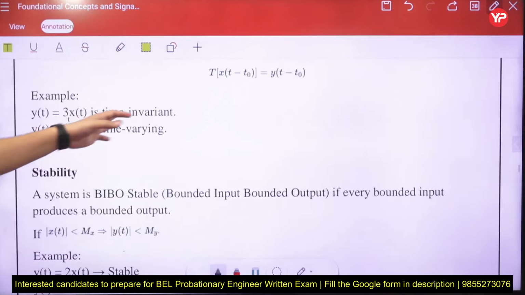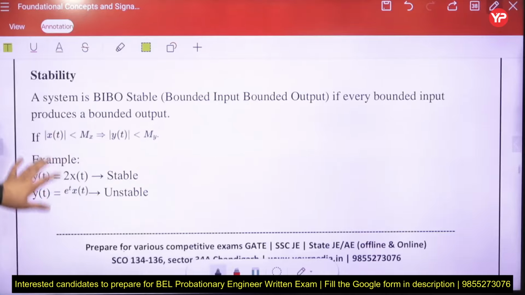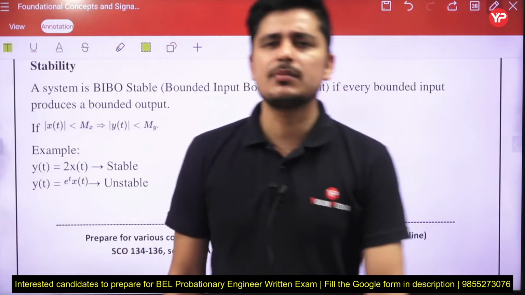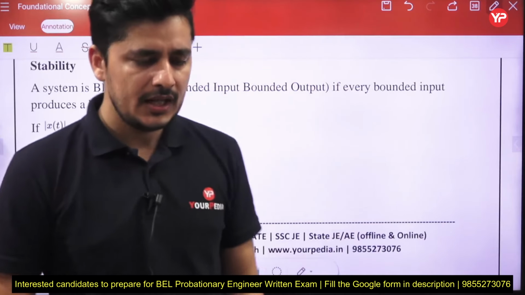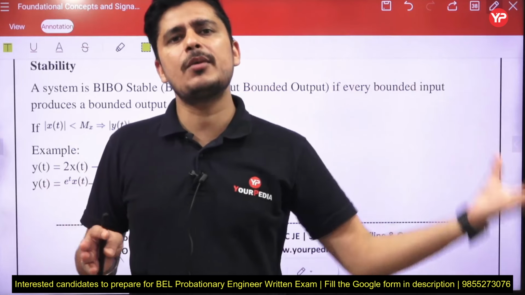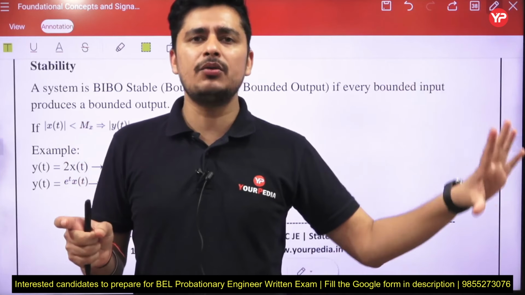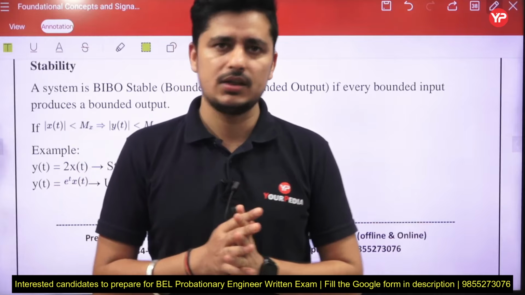Example is time invariant system, this one is time invariant, this is time variant. Stability. When we are talking about signal and system stability, that is generally considered as BIBO stability, bounded input, bounded output. You are having a system, you give a bounded input, the system output should be bounded. If the system produces unbounded output for a bounded input, that will be an unstable system for us, right?